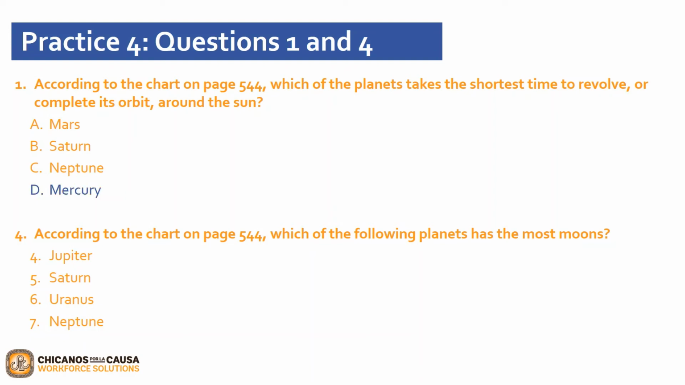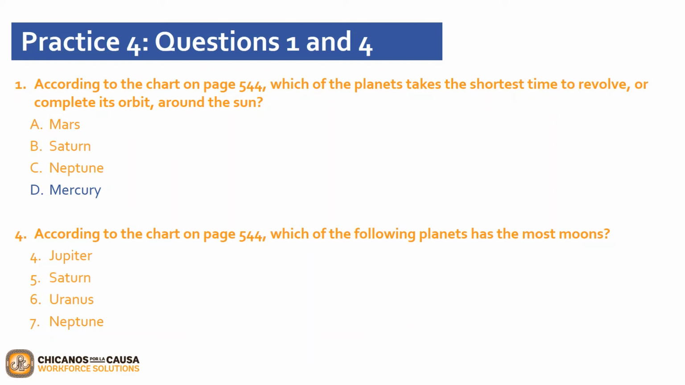Mars takes 687 Earth days. Saturn takes 29.46 Earth years. And Neptune takes 164.8 years, while Mercury only takes 88 Earth days to revolve around the Sun. Let's move on to question 4.